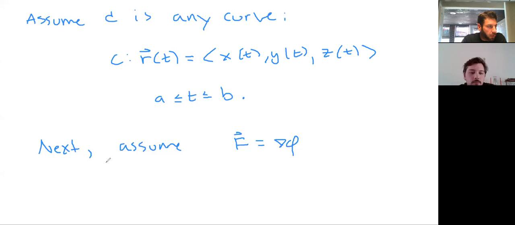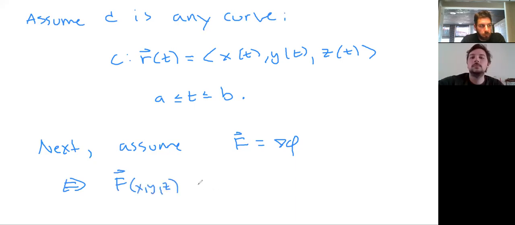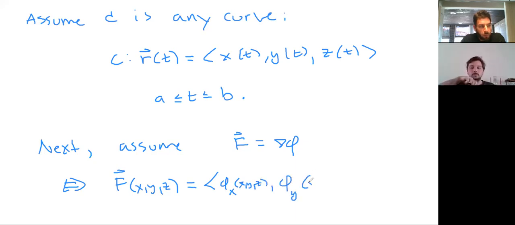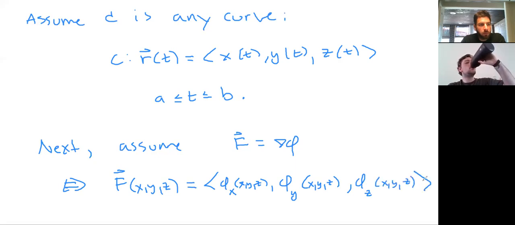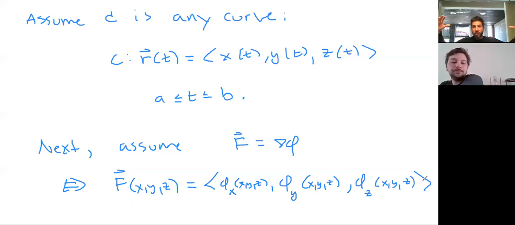So let's remind ourselves in detail of what this means. This means F, which has an input of x, y, z, is equal to the partial of phi with respect to x at x, y, z, the partial of phi with respect to y evaluated at x, y, z, and then the partial of phi with respect to z evaluated at x, y, z. So that's really what this creature looks like.